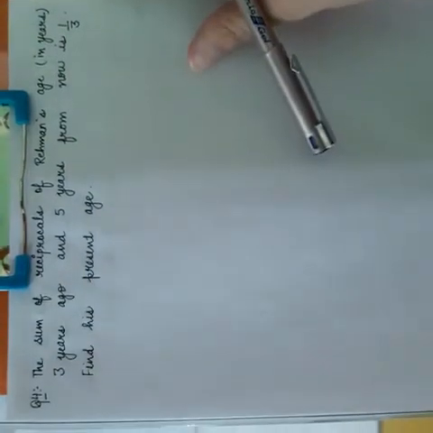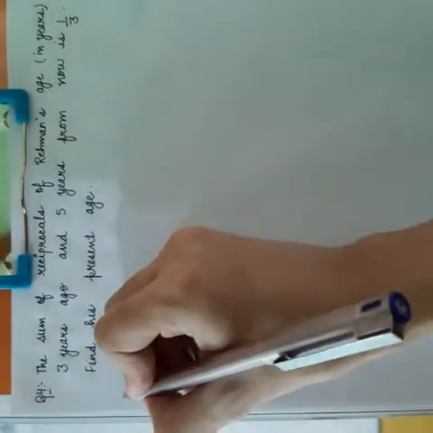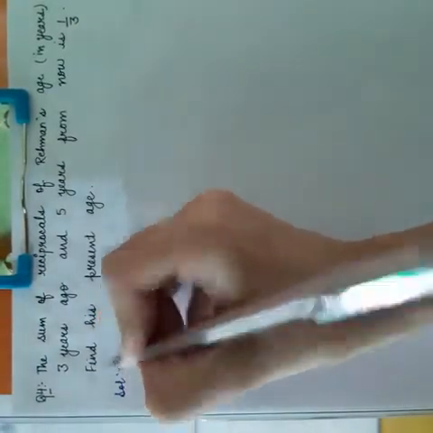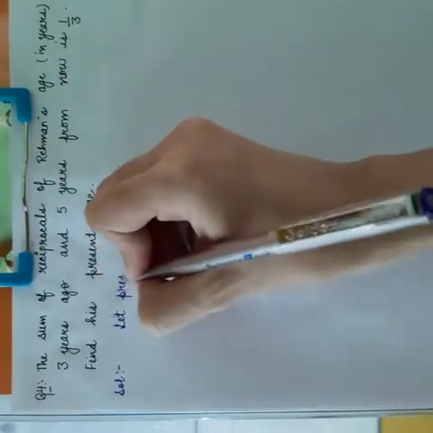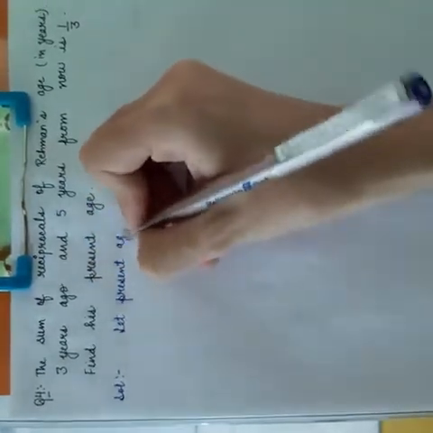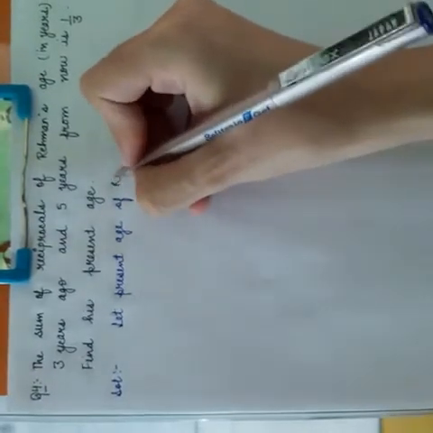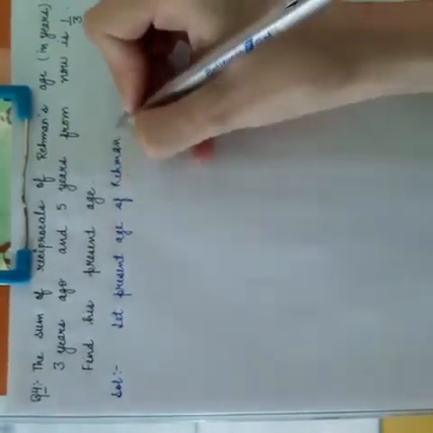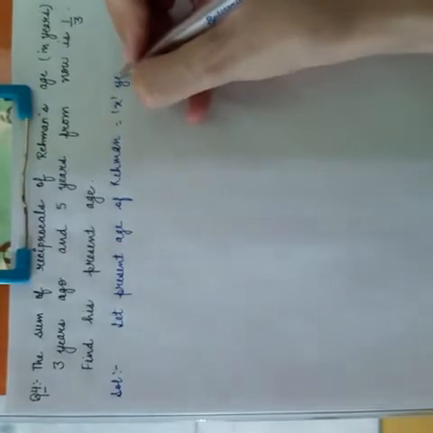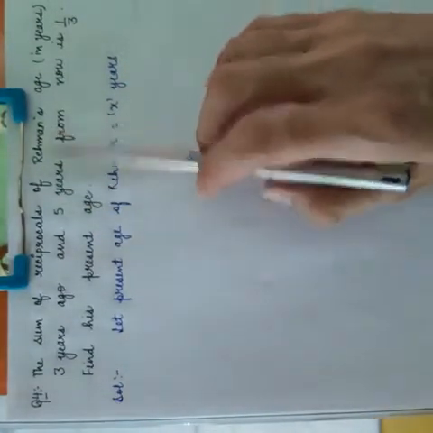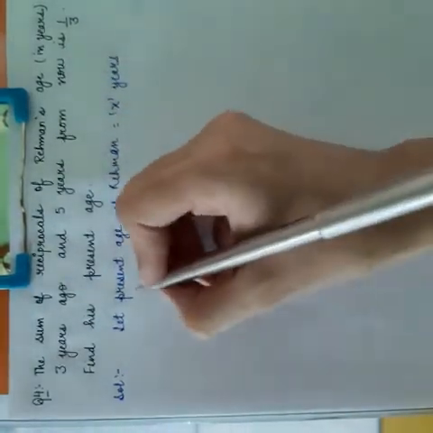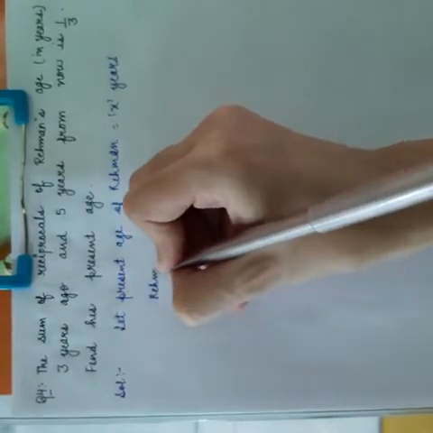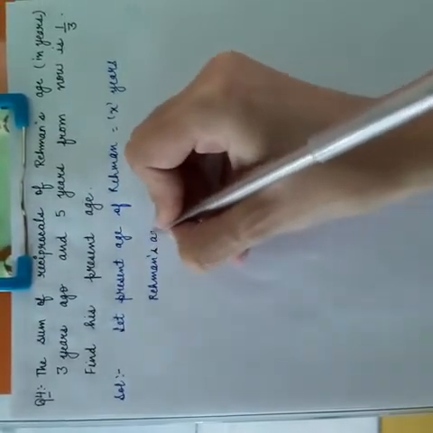First of all students, it should be very clear to you that whenever we are talking about age, you need to suppose the present age of the particular person. Let present age of Rahman equals to x years. Now our requirement is Rahman's age 3 years ago and 5 years from now. Rahman's age 3 years ago.